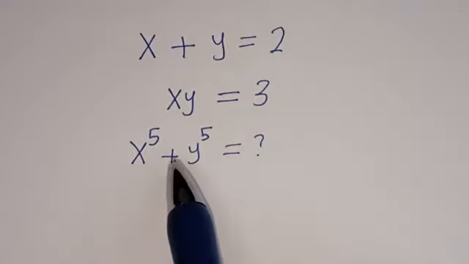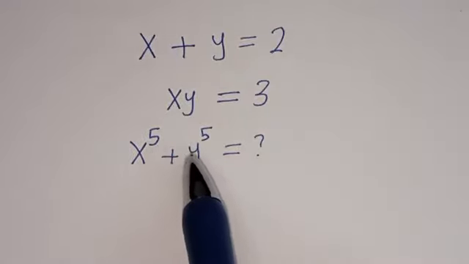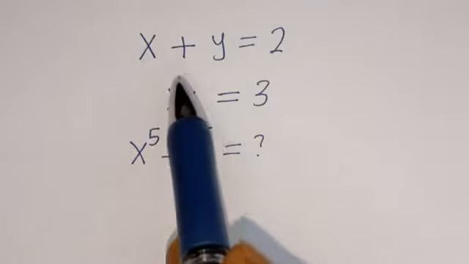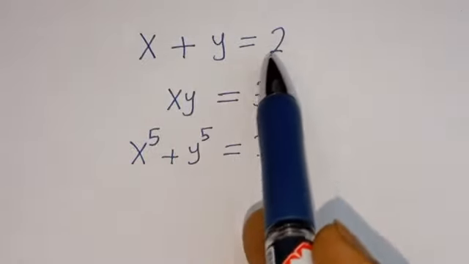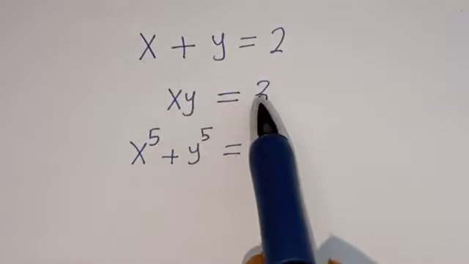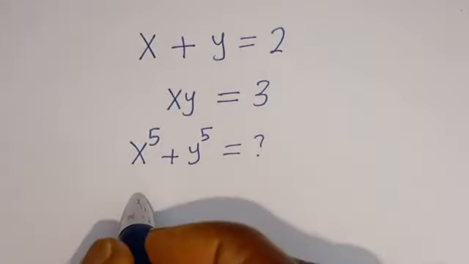Hello, how to solve for x to the power of 5 plus y to the power of 5 in this equation, x plus y is equal to 2, xy is equal to 3. Solution.